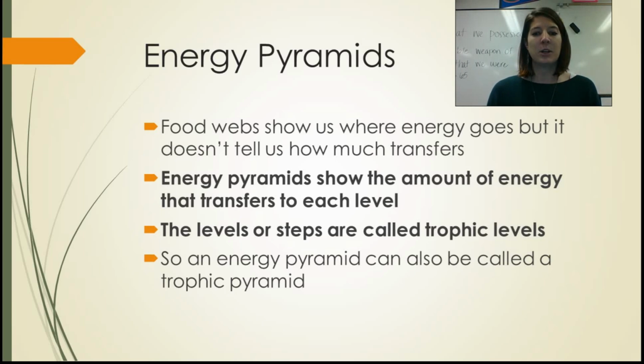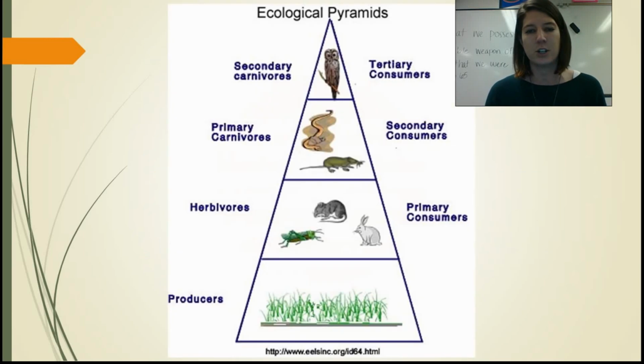So an energy pyramid, we can also call it a trophic pyramid. Sometimes people call it that because of trophic levels. So I'm going to show you an energy pyramid. Here's one example. The bottom of a pyramid is obviously the biggest, and that's what we have the most of.